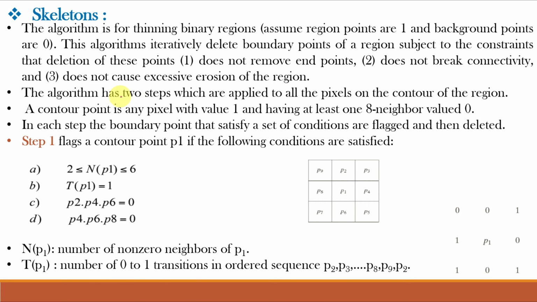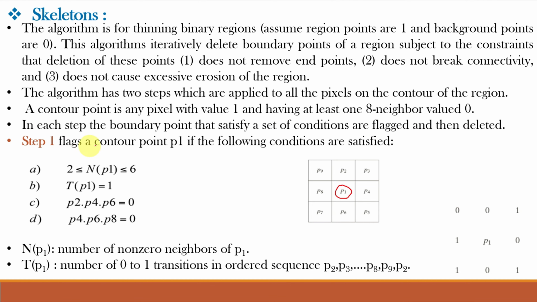And the algorithm has 2 steps. These steps show how many neighbors a point has and how many changes there are in the values of its neighbors. So these rules are based on the 8 neighborhood notation as shown in this figure. This means that each point P1 has 8 neighbors around it, and we can label them P2, P3 up to P9, and the value of each neighbor can either be 0 or 1 depending on whether it is a part of the shape or the background. If it is background, the value is 0, and if it is a part of the region, the value is 1. In each step, the boundary points that satisfy a set of conditions are flagged and then deleted.